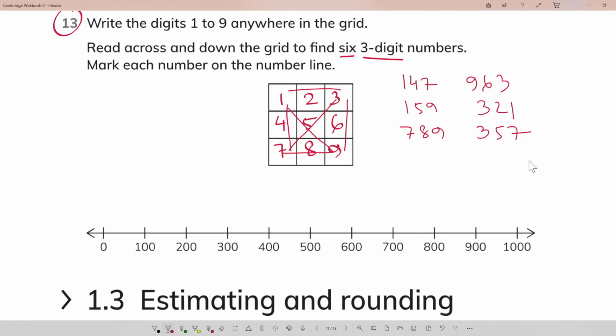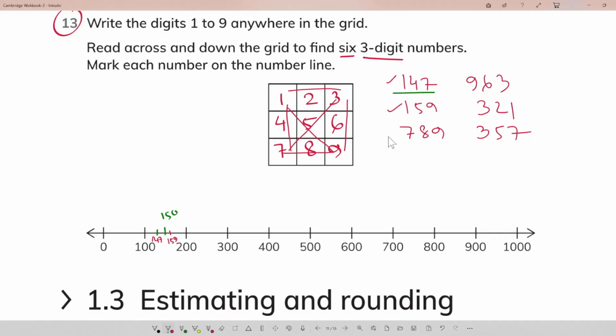So now all these 3-digit numbers, it means 6 3-digit numbers, we will put on the number line. So one by one we can do. Here is 147, it means it's between 100 and 200. Let's say this is 150. Okay, 150, so it should be in here, 147. Okay, so one done. Then 159, so this is 150, so let's say here is 159. Next one, so this one done.